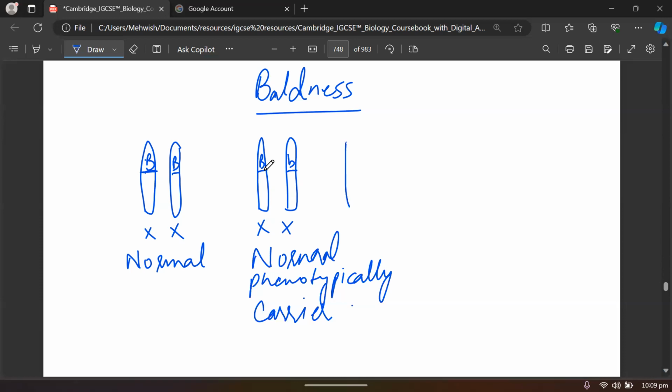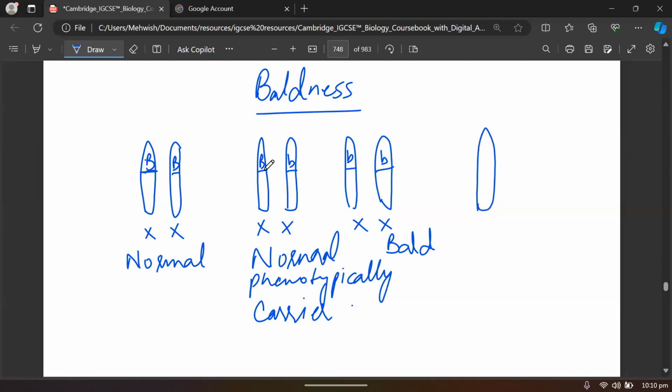And in another case, let's see a female who has an X and another X, and she has small b and small b. What do you think she would be? She would be bald, right? So there is a 25% chance that the female could be bald, but she has more chances to be normal.